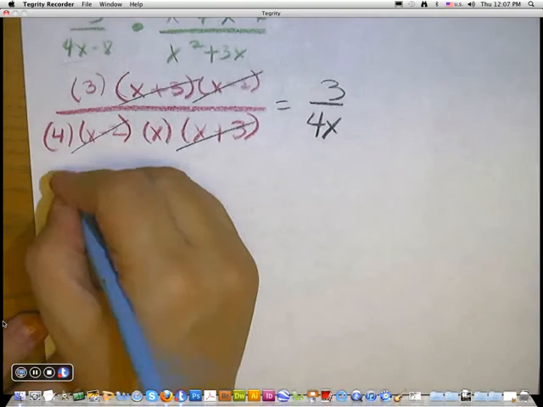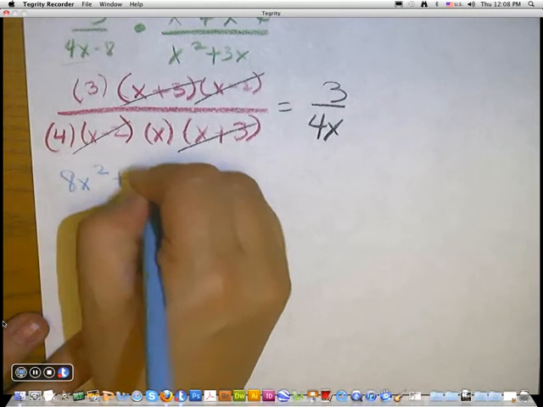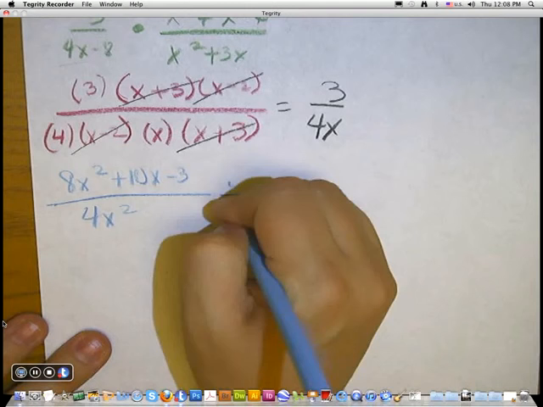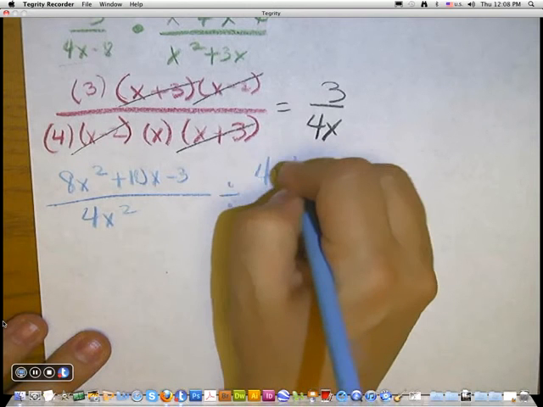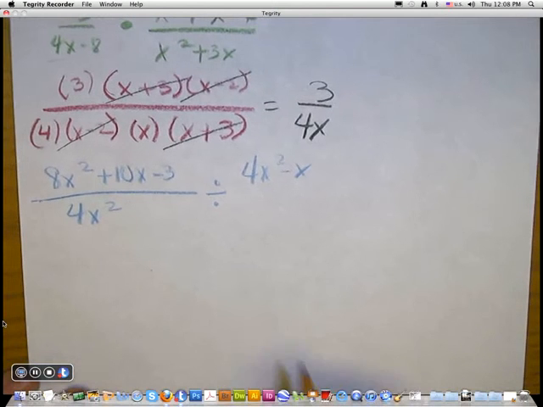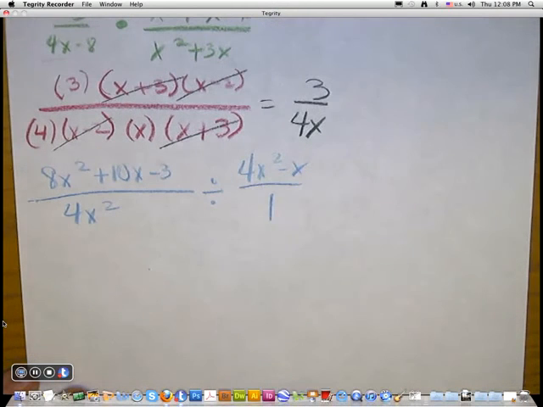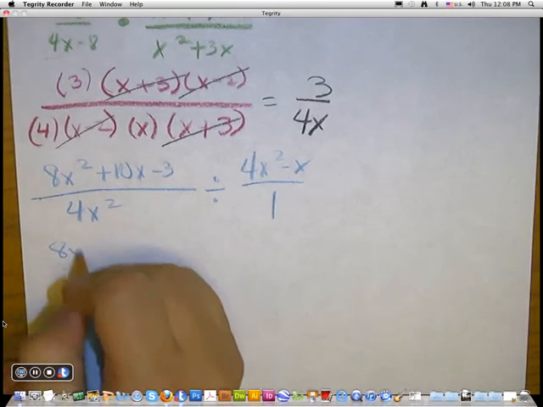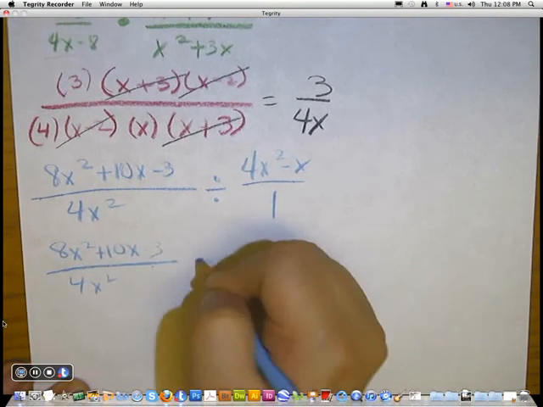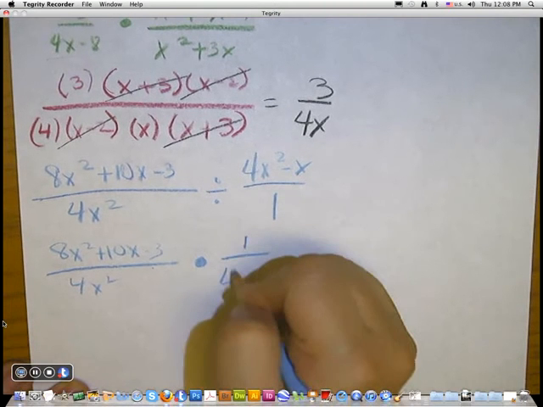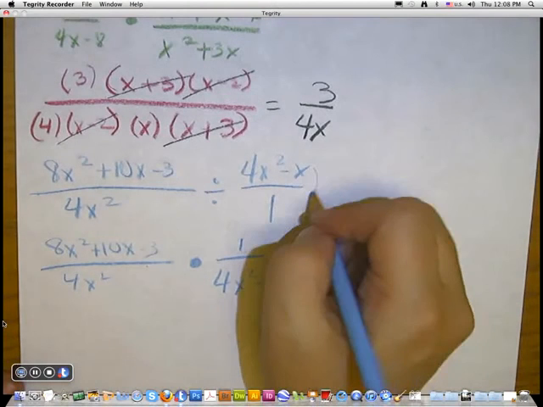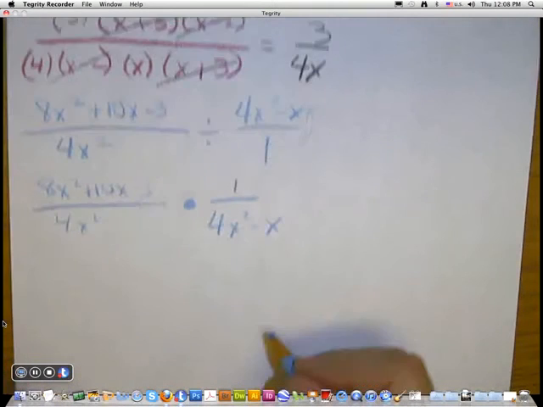Okay, let's try again. 8x squared plus 10x minus 3 over 4x squared. We're dividing by 4x squared minus x. Now, if it doesn't have a fraction, you make it a fraction. Then, because it's division, you multiply by the reciprocal of the second one. Always the second. Never, never the first. Reciprocate the second.